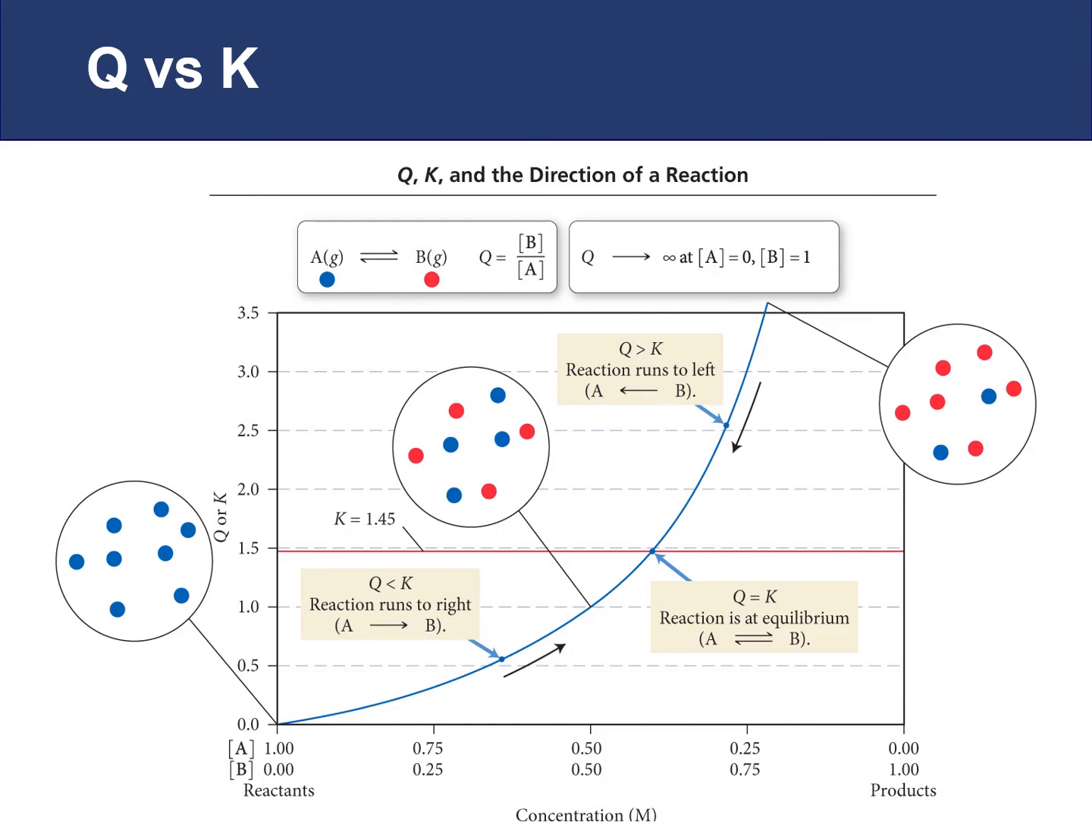This is how we will be using Q to determine what types of things we will be doing in future problems. You will calculate Q, compare that to K, and that will tell you whether the reaction needs to shift to the left or shift to the right.